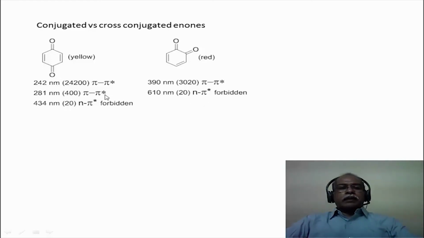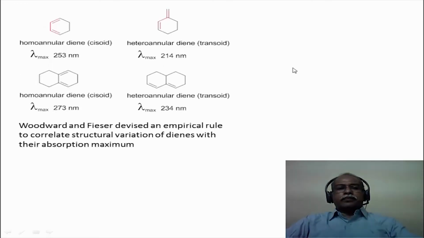So you can see here the pi to pi star transitions correspond to 242 and 281. There are two types of pi to pi star transition in this quinonoid compound. Whereas in the case of orthobenzoquinone, the pi to pi star transition occurs at 390 nanometer. In the case of the cross-conjugated parabenzoquinone, the n to pi star appears at 434, whereas in the case of the orthobenzoquinone, the n to pi star appears around 610 nanometer. Such a profound effect is because of the conjugation, which is either a straight conjugation like here, or the cross-conjugation in this particular case of the parabenzoquinone.